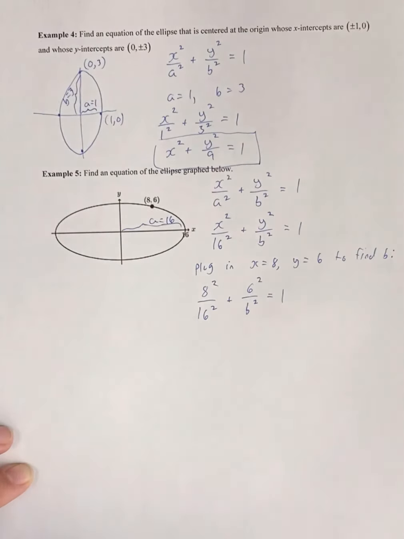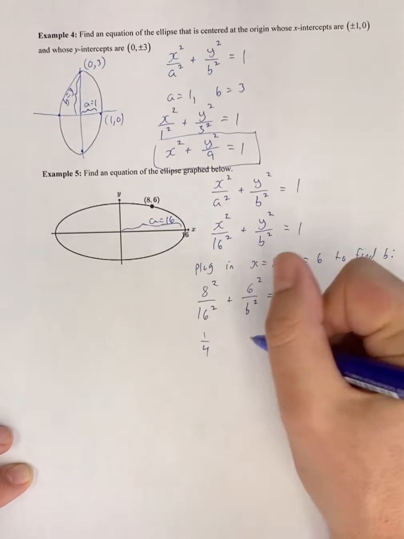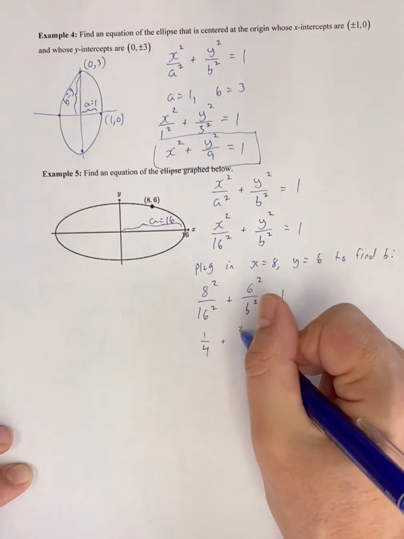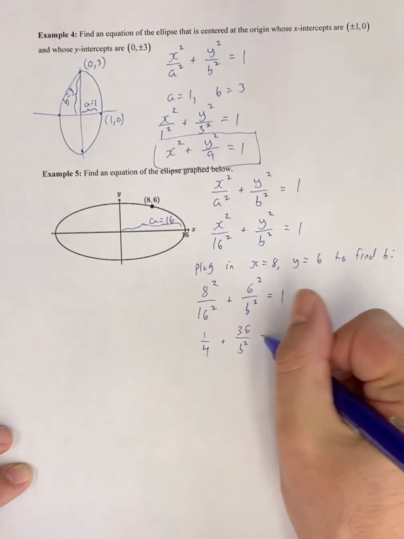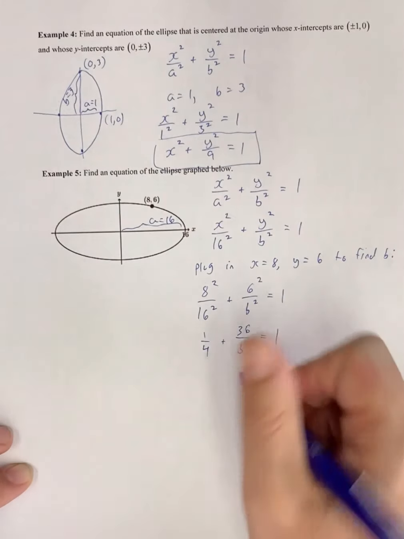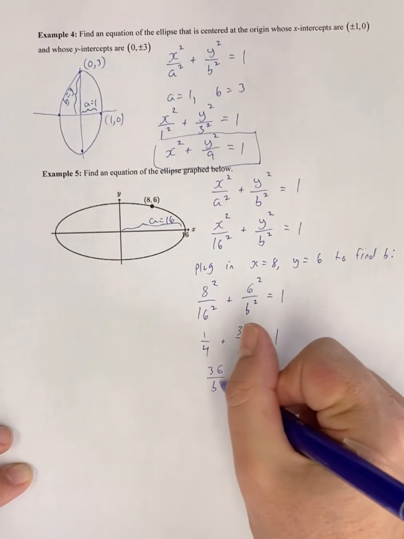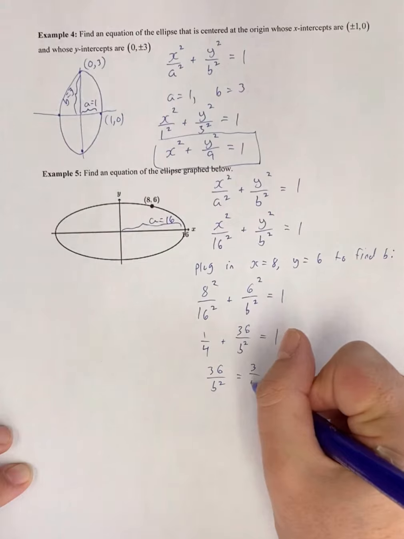So we just need to do the arithmetic there. You could do that with the help of your calculator. You square these and reduce the fraction, you'll find out that it reduces to 1/4. Plus 36 over b squared. Subtract the 1/4 to the other side. 1 minus 1/4 is 3/4.